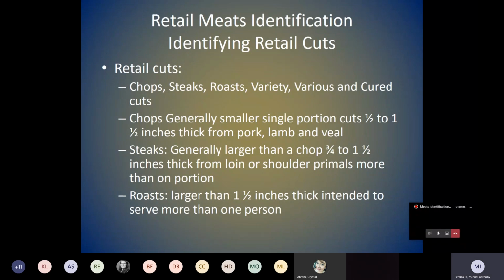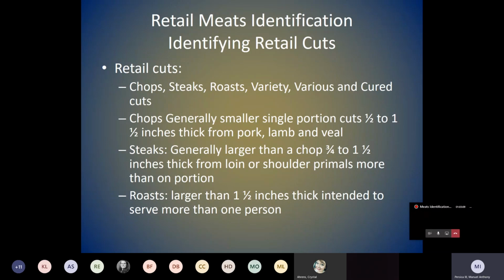Various is going to be stews and ground meat and things like that. I generally don't use a bunch of that. Cured cuts we may can use this year. They tend to show up pretty well. Most cured cuts are going to be pork or maybe some pickled beef products.